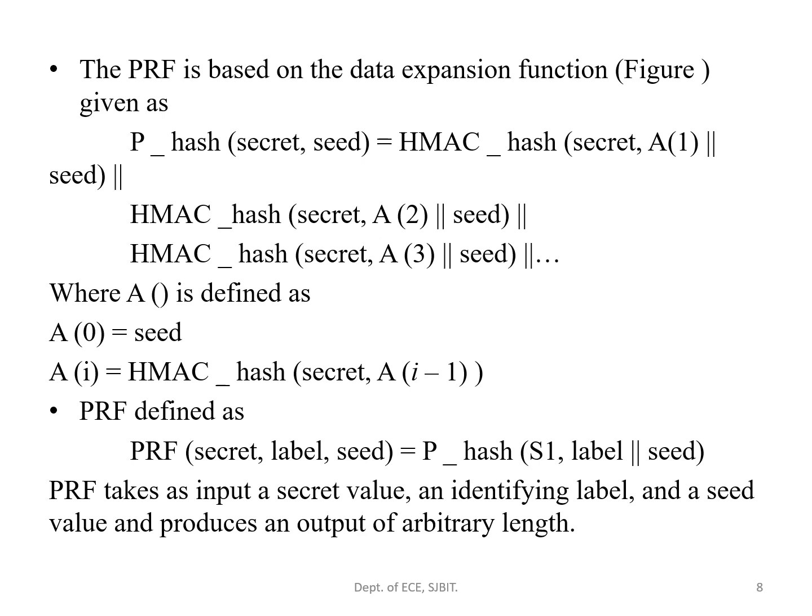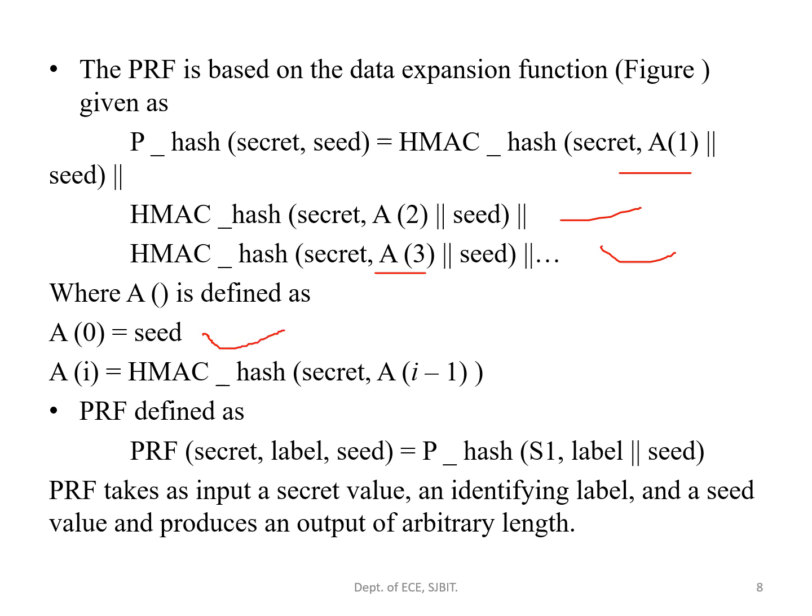So considering the secret and seed, we are going to apply the HMAC hash function of the secret and A1, concatenated to the seed, then concatenated with the HMAC hash function of the secret and A2, concatenated with the seed. Similarly, we go for A3 also. That means first level, second level and third level. A of 0 is the seed we are going to consider.